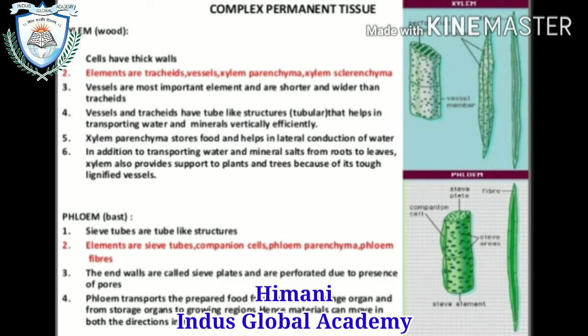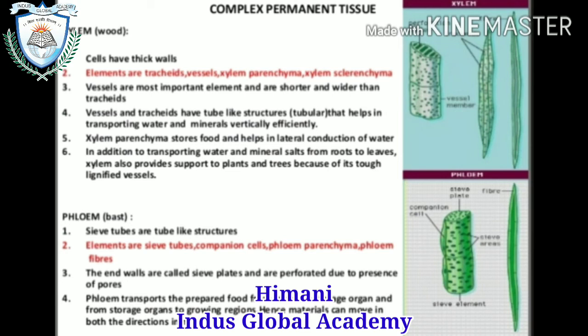Xylem parenchyma stores food and helps in the lateral conduction of water. In addition to transporting water and mineral salts from root to leaves, xylem also provides support to the plant and trees because of its toughness.